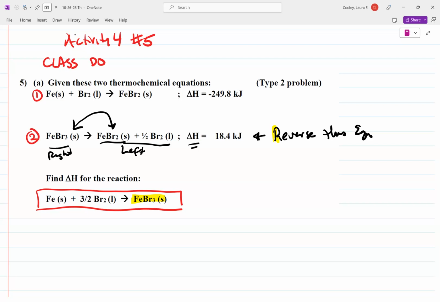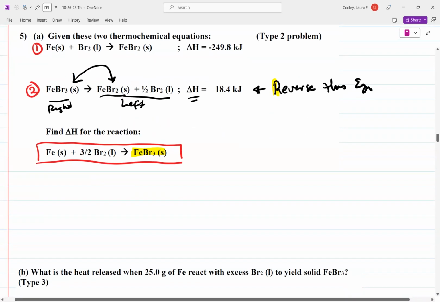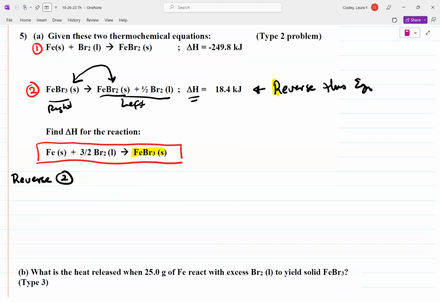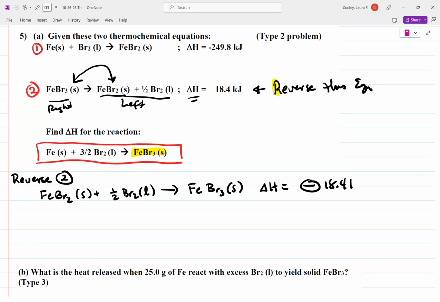All right, I'm going to go over this briefly. I think you people have gotten the hang of this. So I'm going to reverse 2, because that's going to put the FeBr3, that's on the left, on the right. So let's reverse it. FeBr2 plus 1/2 Br2 goes to FeBr3, and the delta H would be negative 18.4 kilojoules.